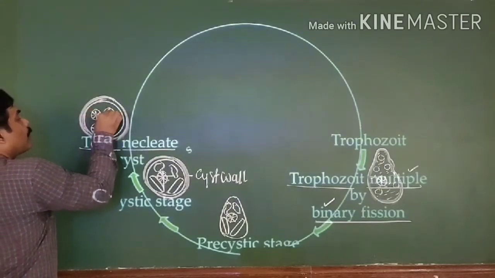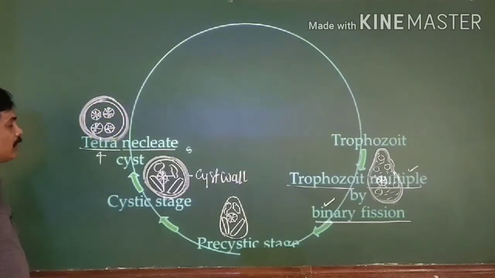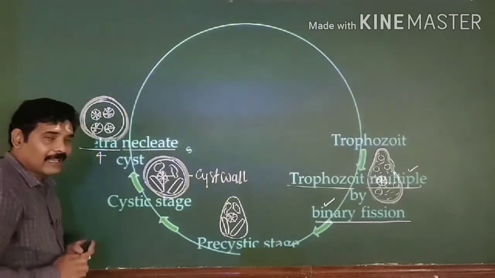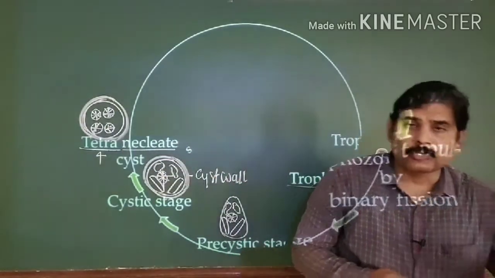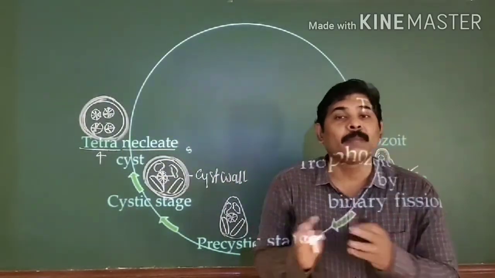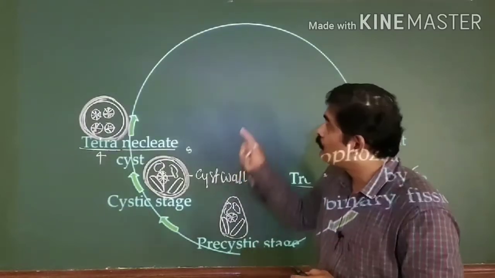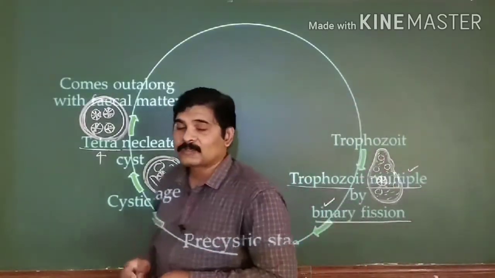A cartwheel shaped nuclei, all these are. This is called the tetranucleated cyst. So this is the stage at which it is present in the soil. It may get transported to the food and water, and it may cause the contamination of your food and water.